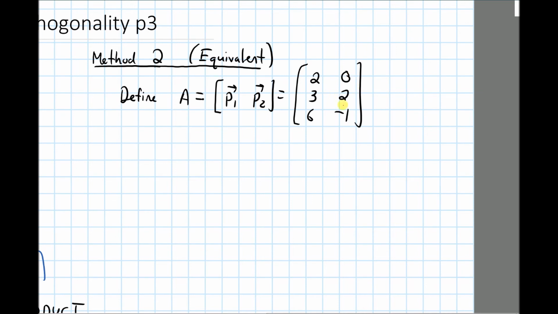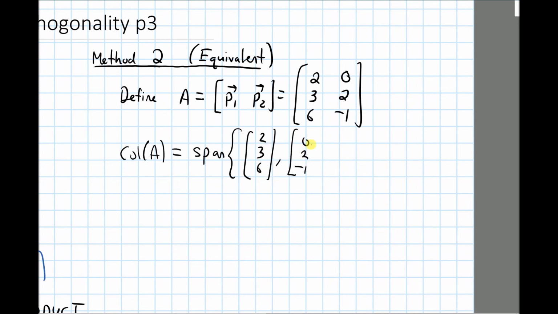So these were the two vectors, P1 and P2, written as the columns. Next I'm going to think about the column space of this matrix. The column space is the span of the columns. The first column is 2, 3, 6. The next column is 0, 2, -1. So let's think about this column space.